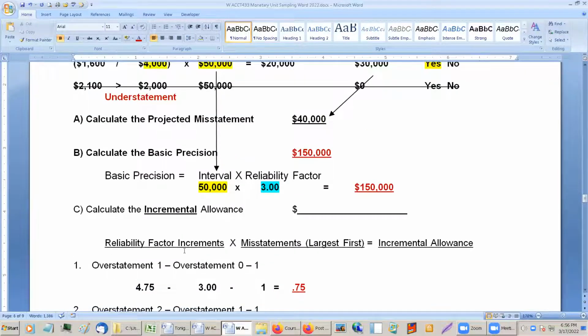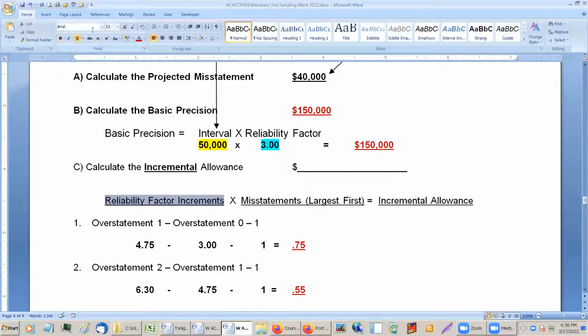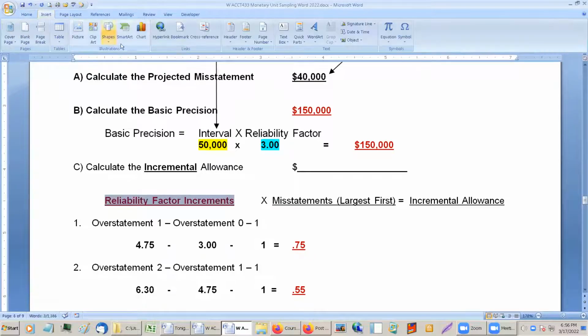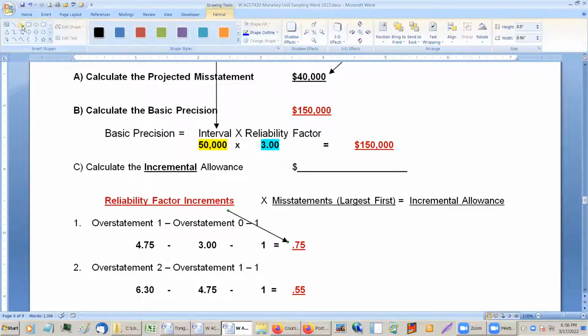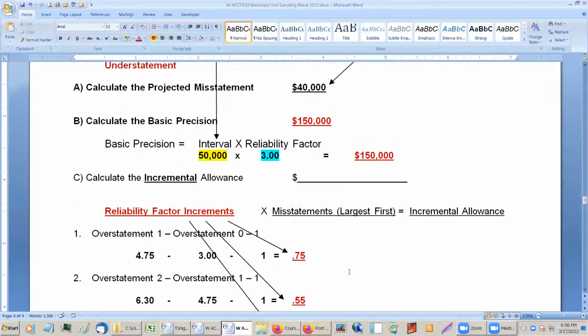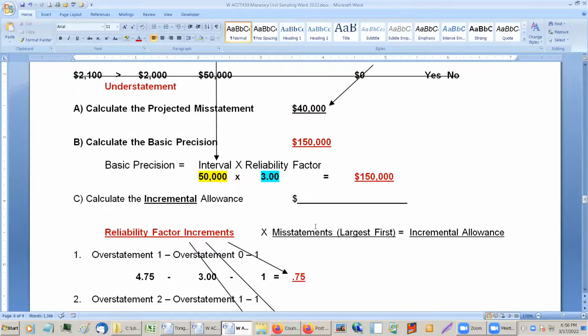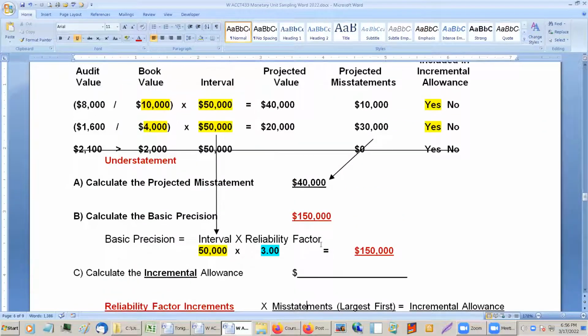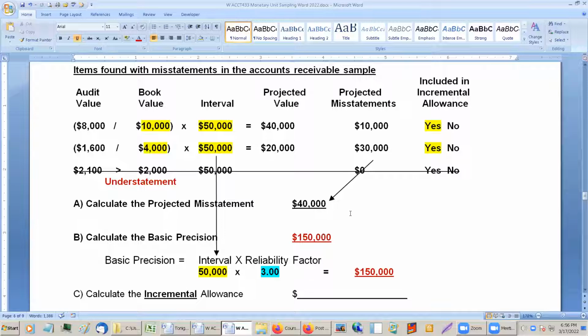Okay, so here's reliability factor increments. This third one we're not going to use. We don't actually have a third one, but if we did, you'd get the idea. And now we're going to take the misstatements, the largest ones first. So here's the misstatements.